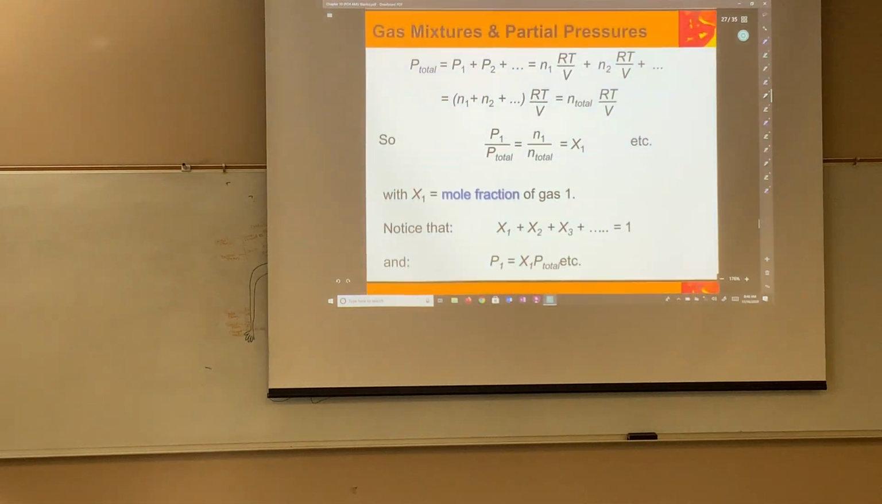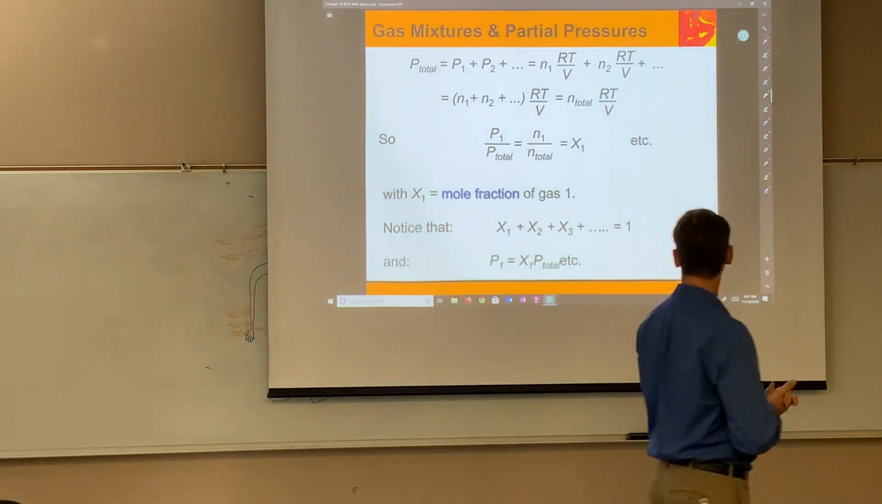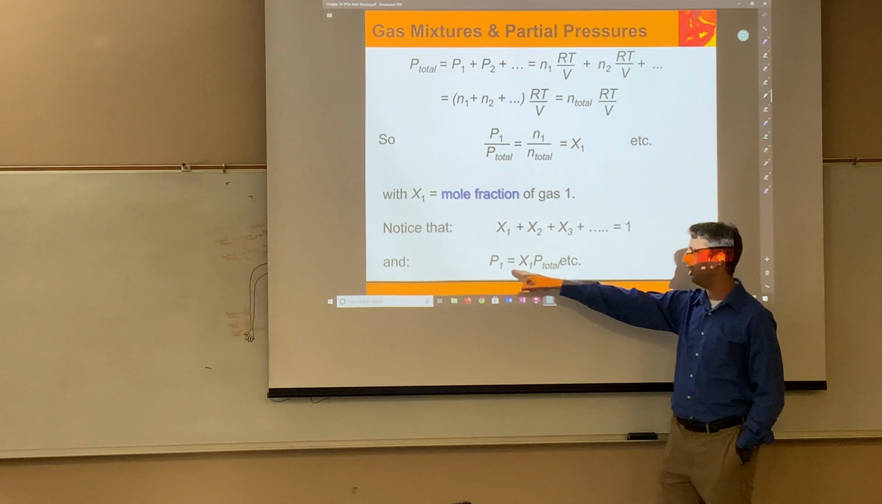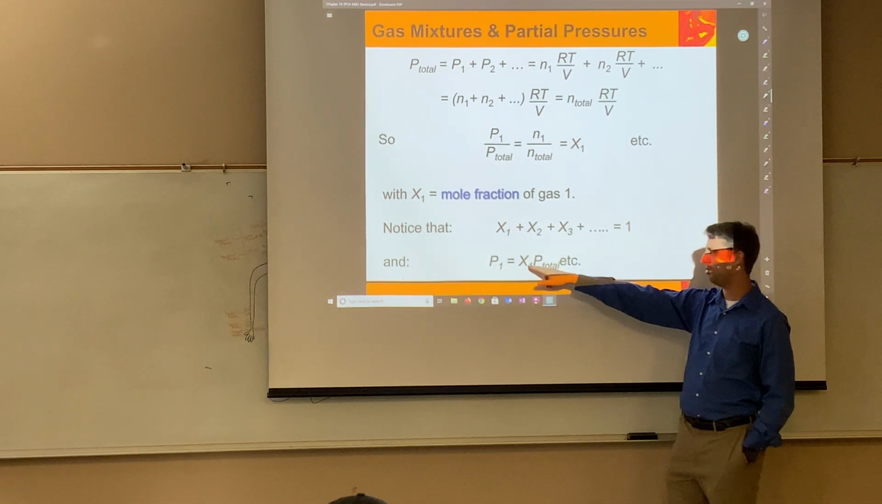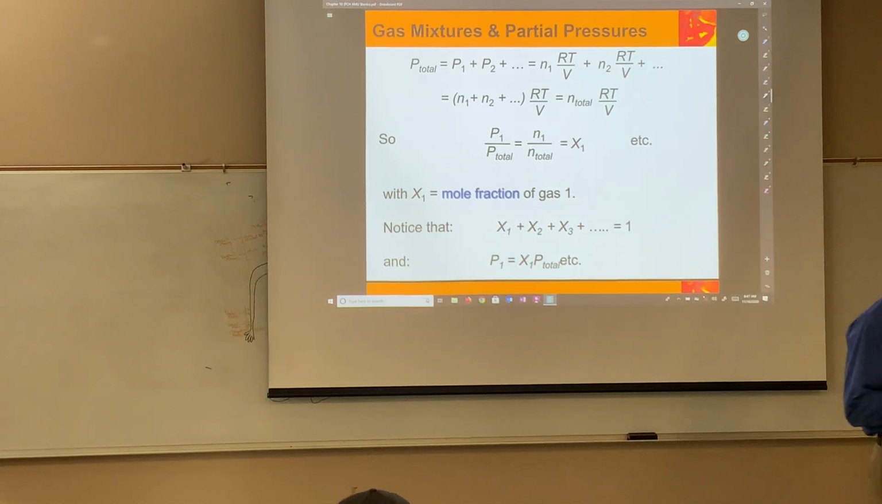Now we've got some scary equations, and that's exactly what I'm trying to explain to you. We have this idea of mole fractions, where if you figure out the fraction of gas one, the pressure of gas one is equal to that fraction of the total pressure. That's all this stuff is getting you to.